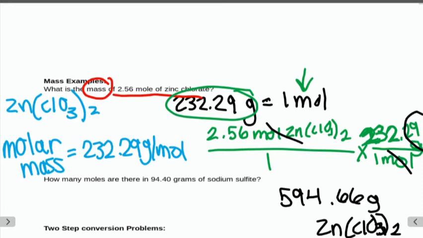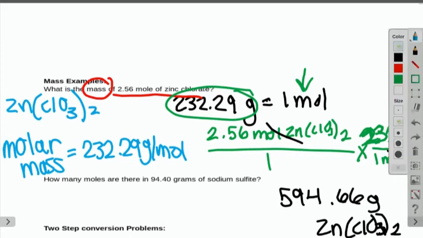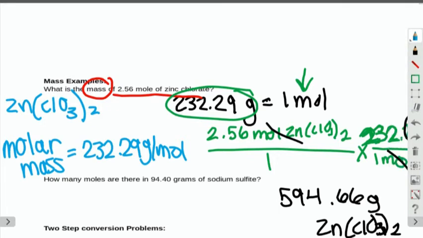You can check your work by just making sure that you crossed off all the units and they are good with your conversion factors that you started with. It will always be 1 mole of that. It's not going to be 232.29 grams equals 5 moles. It'll always be this 1 because you're doing a molar mass, which is grams per 1 mole.